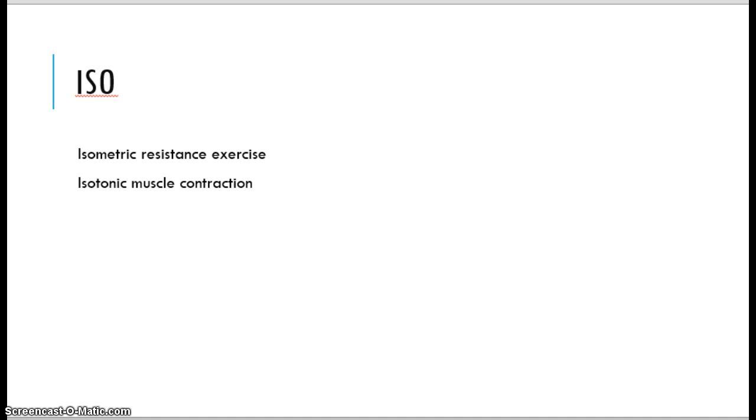ISO is an abbreviation we use with exercises or isometric resistance exercises. That would be like your Kegels, where you aren't really moving the muscle except you're tightening the muscle. We use isometric exercises with a lot of patients that have had a below or above the knee amputation. And an isotonic muscle contraction, again, is tightening of the muscle without moving the limb or the extremity.